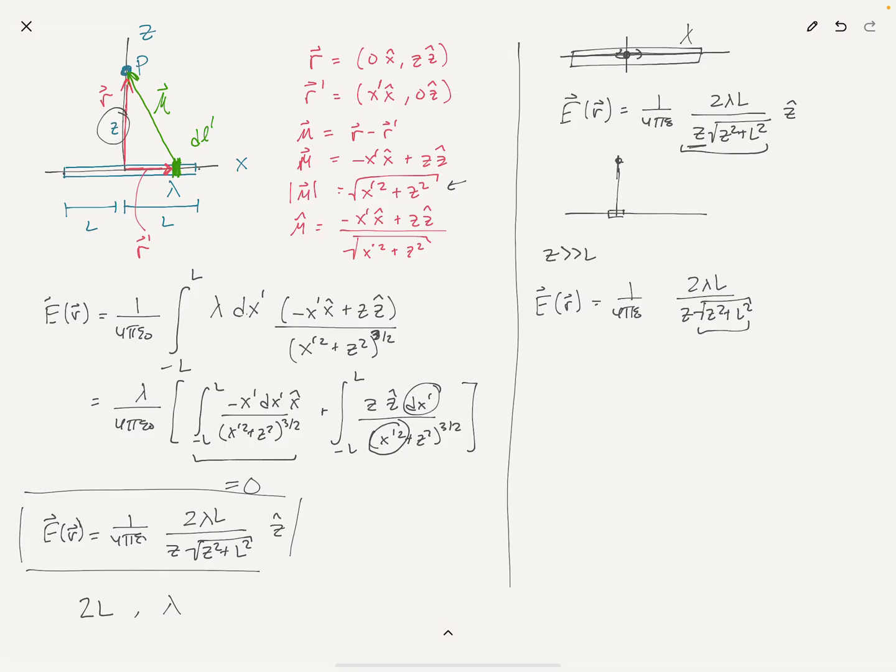Square root of z squared is z, times z is z squared. I'm left with 1 over 4 pi epsilon naught 2 lambda L over z squared. Forgot the z hat again. So what does this look like? This looks like a point charge, right? I have my 1 over 4 pi epsilon naught. I have my distance away from my point charge, and I have my direction. And the only difference is this numerator up top. So it looks like the field from a point charge, where that point charge has charge 2 lambda L.